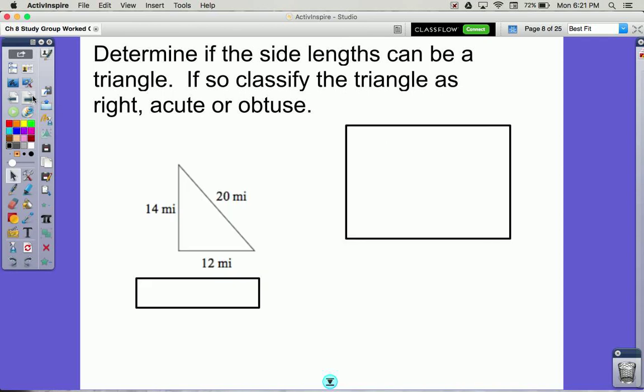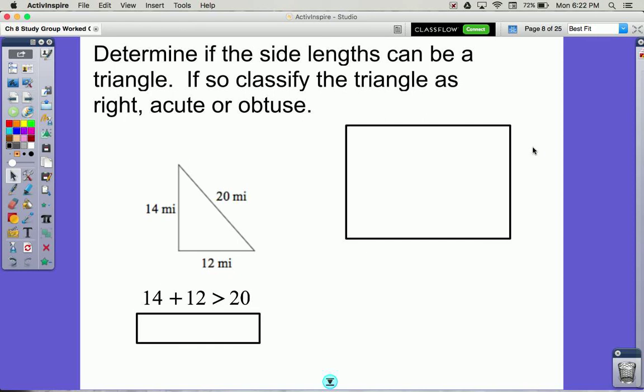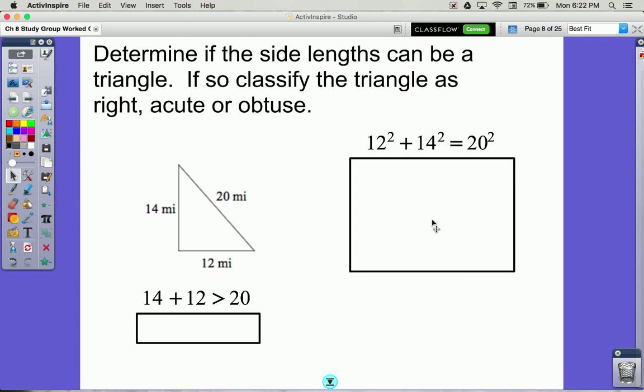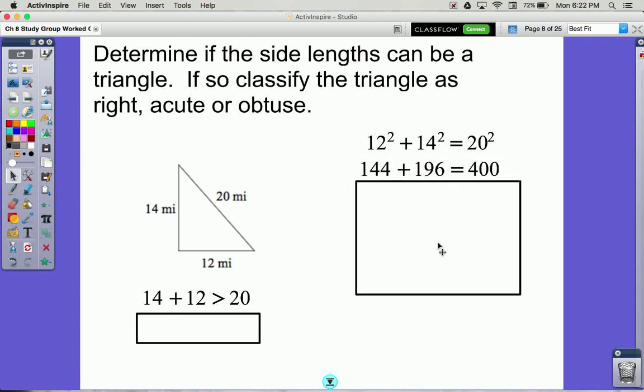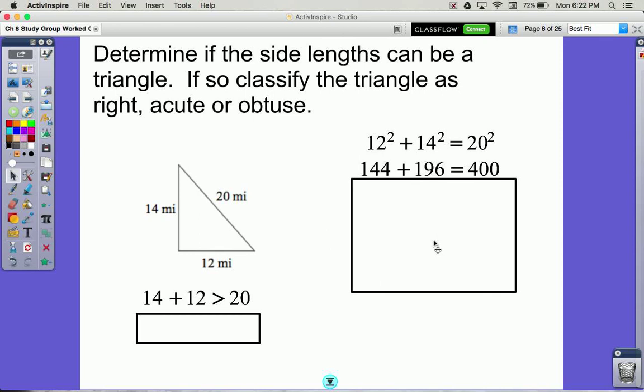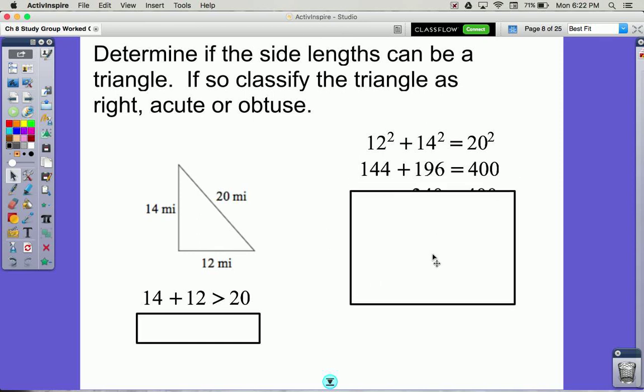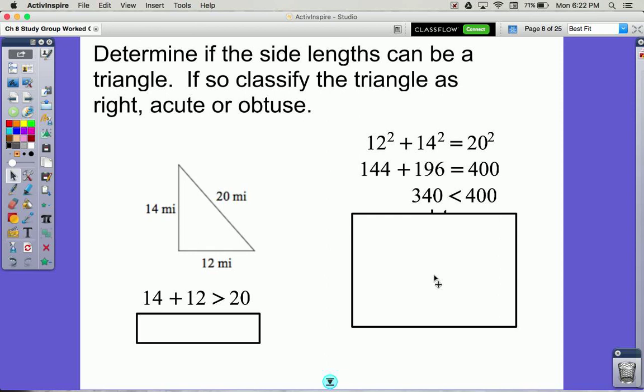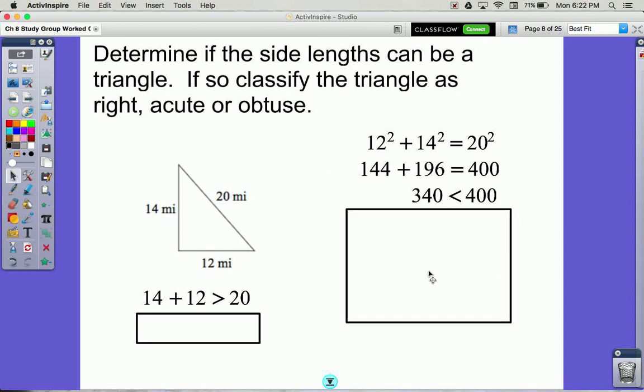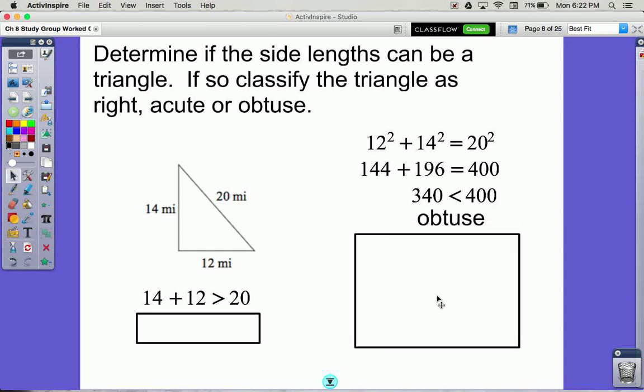So for this one, it says to determine if it can be a triangle, and if so, classify it. So on this one, 14 plus 12 has to be greater than 20, and it is. So again, plug it into the Pythagorean theorem. We get 12 squared plus 14 squared equals 20 squared. 144 plus 196 equals 400. So 340 is less than 400 this time, so that means that this is obtuse.